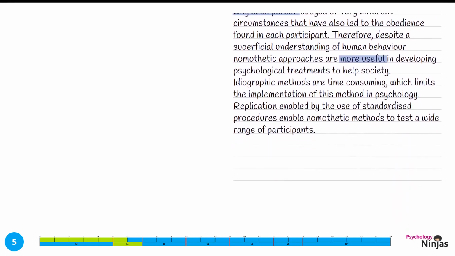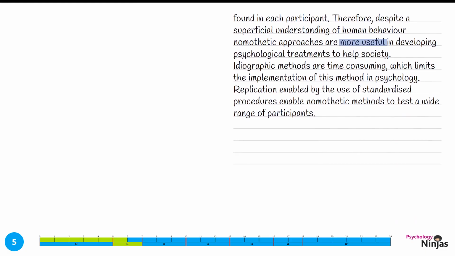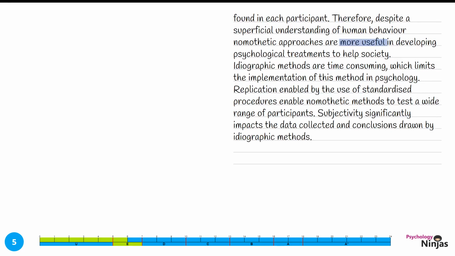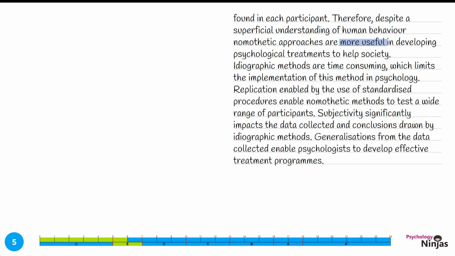Replication, enabled by the use of standardised procedures, enables nomothetic methods to test a wide range of participants. Subjectivity significantly impacts the data collected and conclusions drawn by idiographic methods. Generalisations from the data collected enable psychologists to develop effective treatment programmes.